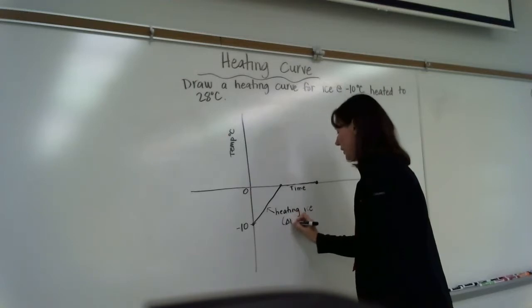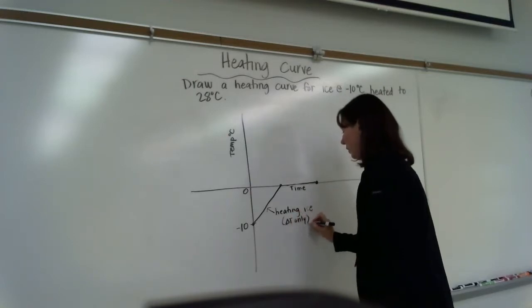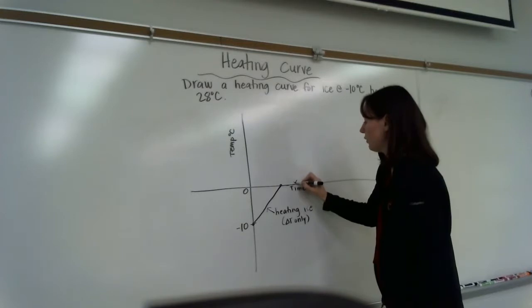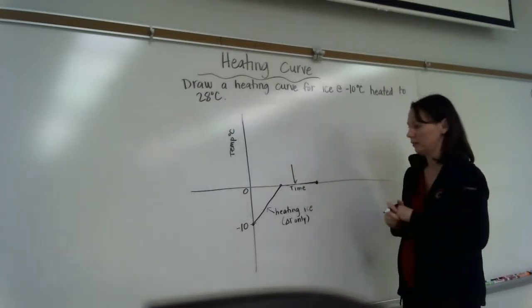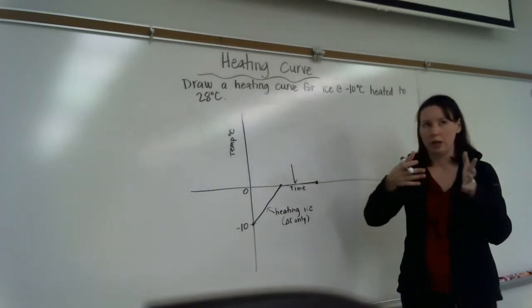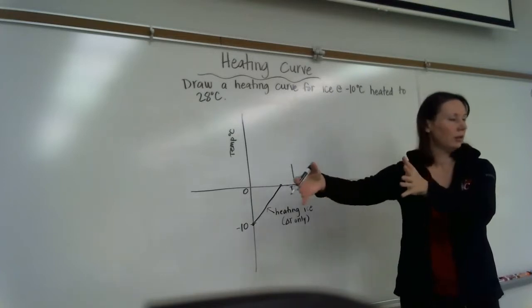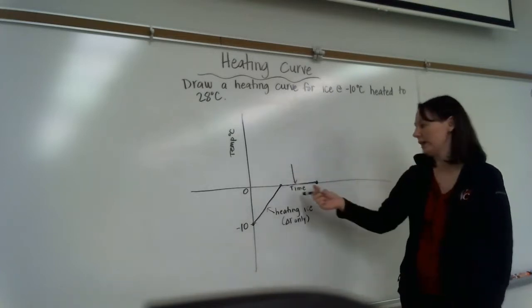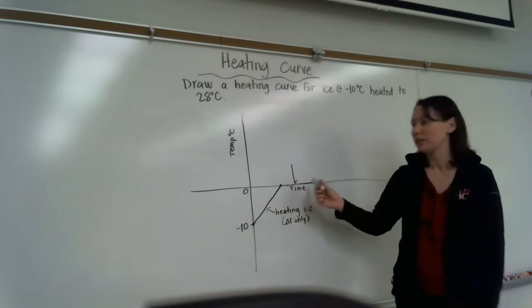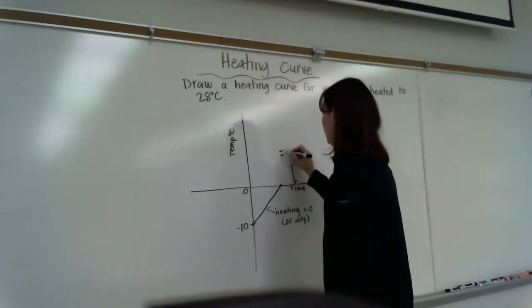So delta T only, right? During this phase right here, what are we doing to the ice? Time's marching on, but what's happening to the temperature? It's staying constant. So what does that mean is occurring? Melting's occurring, right? The ice melts.